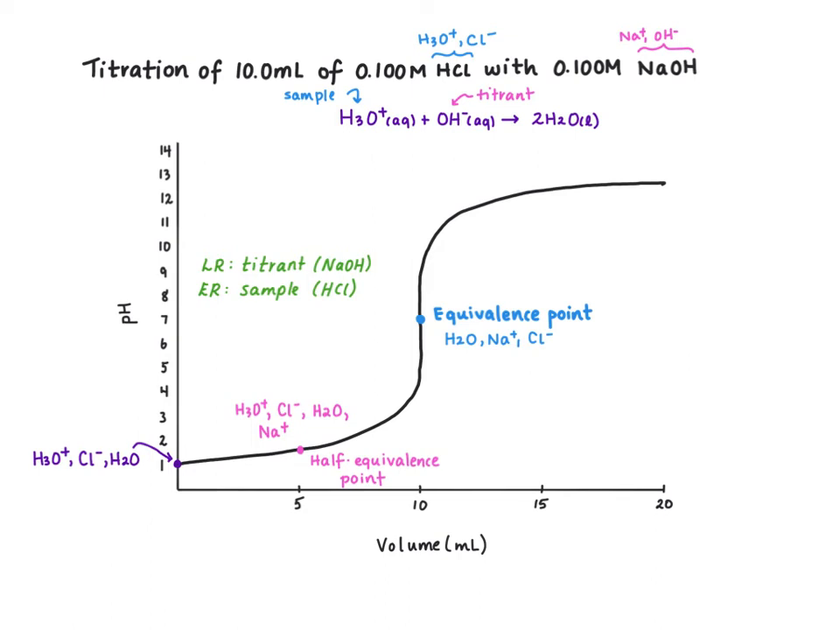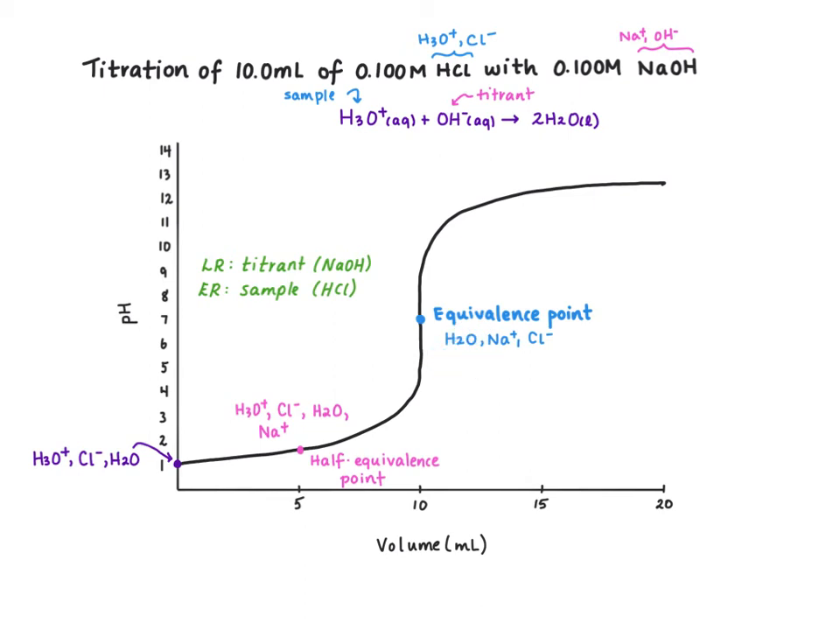The reason that our pH is at 7 is because we have 3 species that are neither acidic nor basic. So water is amphiprotic but has a pH of 7. Sodium is neither acidic nor basic, and chloride is neither acidic nor basic. So we have a neutral solution, pH of 7.